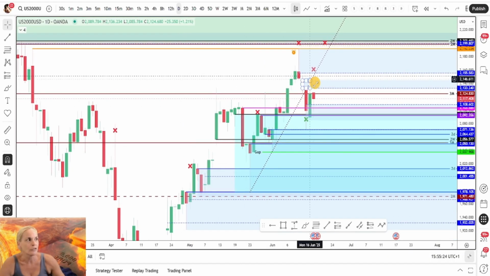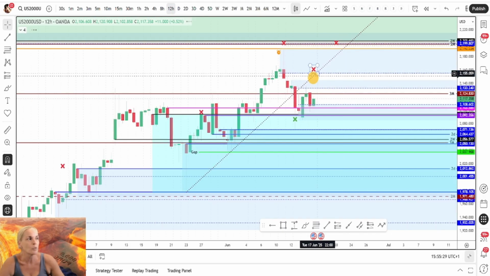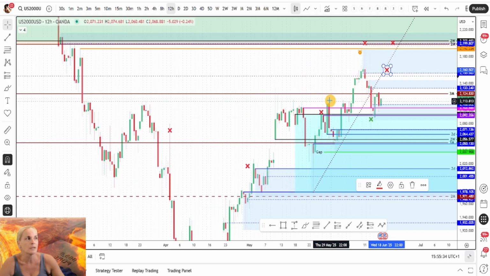So it's just that kind of indecision point. Are we going to come down, take out the rest of these trend line stops? Are we going to see a bit more consolidation through here? So I have set an alert here on the 8 hour supply for the possibility of a lower high.